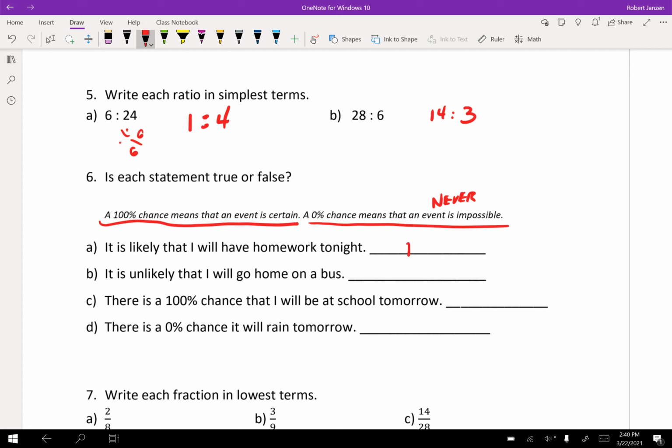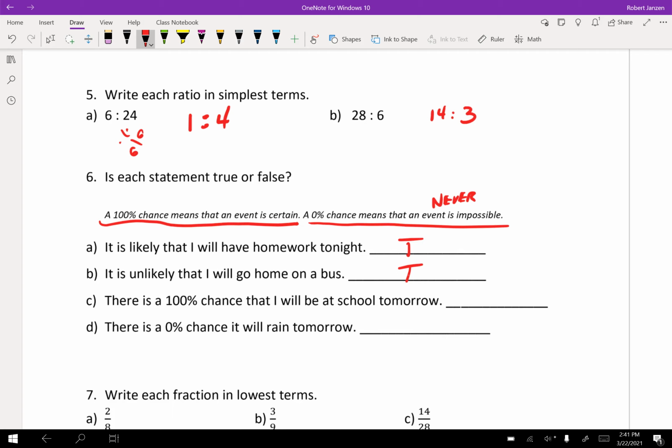I think so. True. You always have something you could be doing. Is it unlikely that I will go home on the bus? Well, you ask yourself that. For me, is it unlikely? Yeah, well, I go home in a car, so that's true. Maybe for you, you are going home on the bus, so then it would be false.